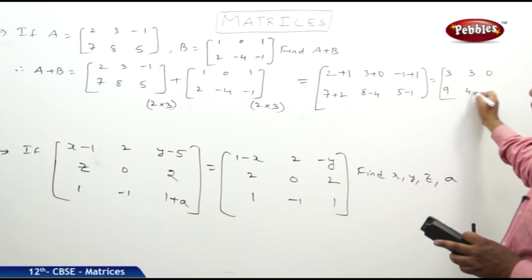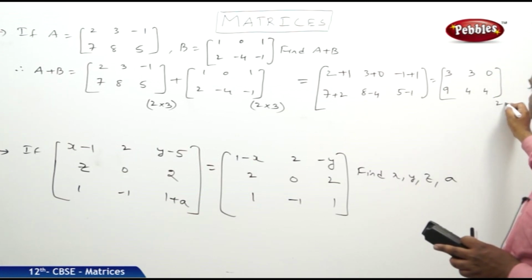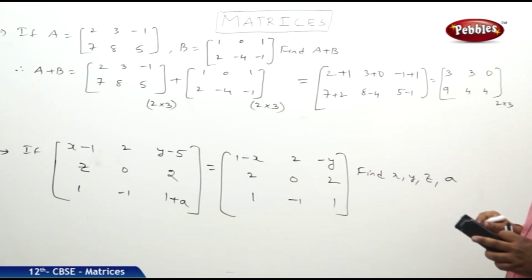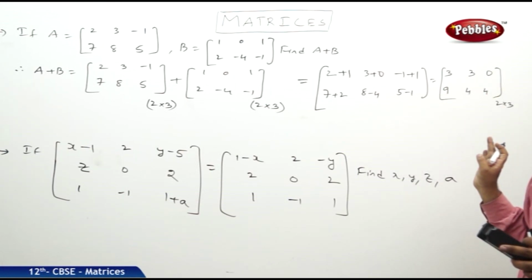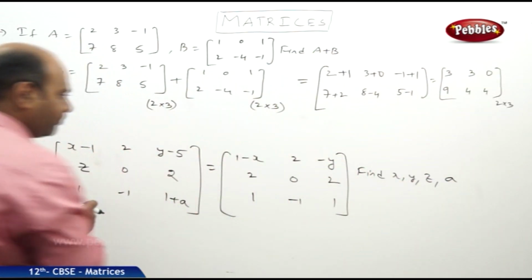Later 9, 4, 4. So when I add two matrices, I am also getting the same order. Therefore our final answer will be 3, 3, 0, 9, 4, 4. So this is the problem based on addition of matrices. You can copy.